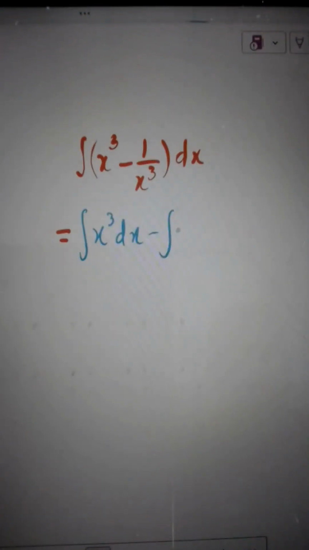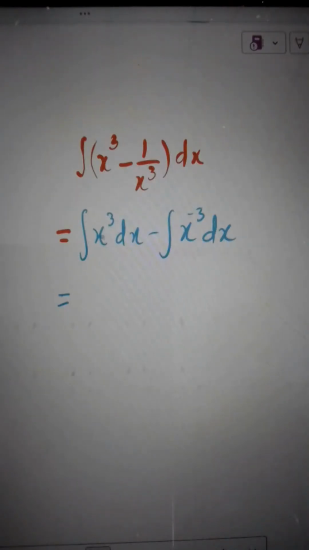So 1 by x cube can be written as x power minus 3 dx. The integration sign and dx together make that operator. x power minus 3 and x power 3 are the functions which are to be integrated. So here it is x power 3.